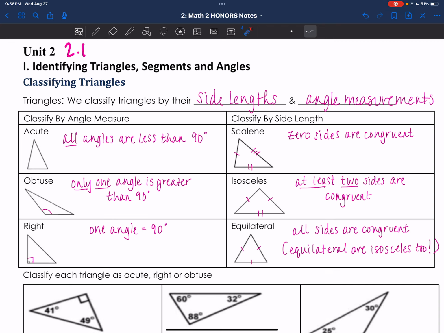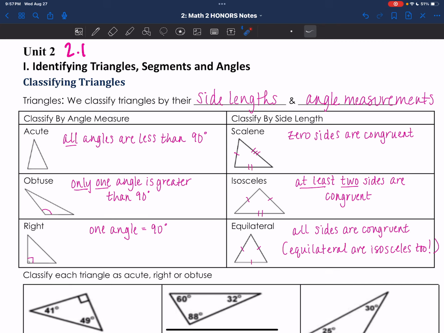So you have three different types. You can have an acute triangle, and that means all the angles are less than 90 degrees. So each one of these angles has to be less than 90 degrees. Then you have an obtuse. For obtuse, you only need one angle that's greater than 90, and in this case it would be that one. And then the last way to classify by the angle measure is a right triangle. So it's just that. You have only one angle that equals 90 degrees. So that's by angle measure.